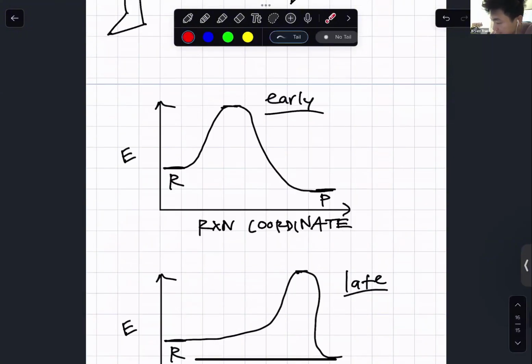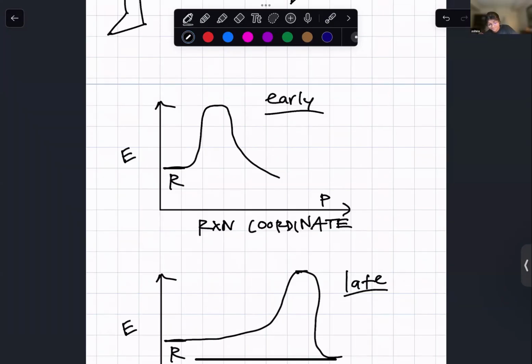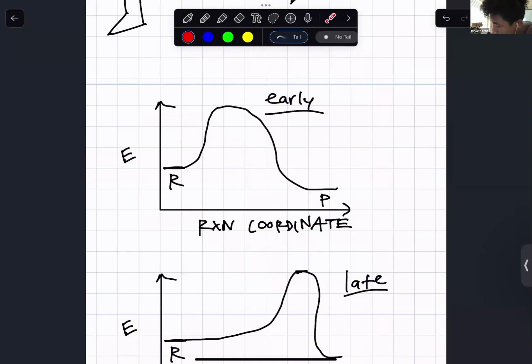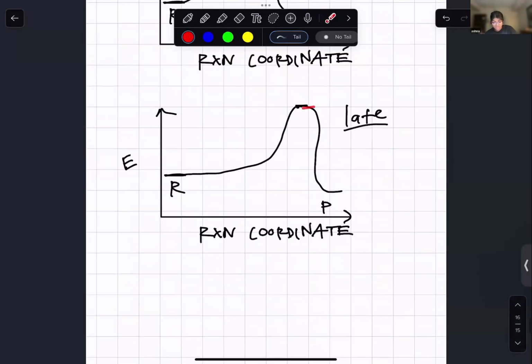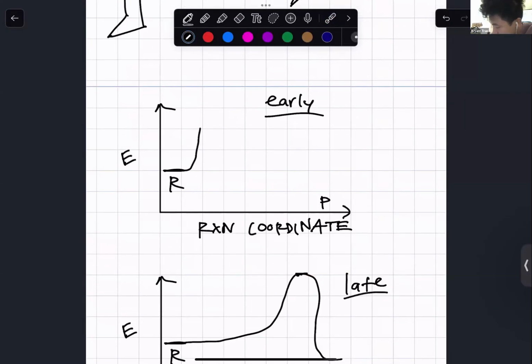an early transition state would mean that it's going to be closer to the reactants, meaning that whatever is in the reaction coordinate, the molecule would look more similar to the reactants than it would to the product. Oh, I see. Okay. So then the answer should be C. The transition state resembles the reactants. Yes. Correct.